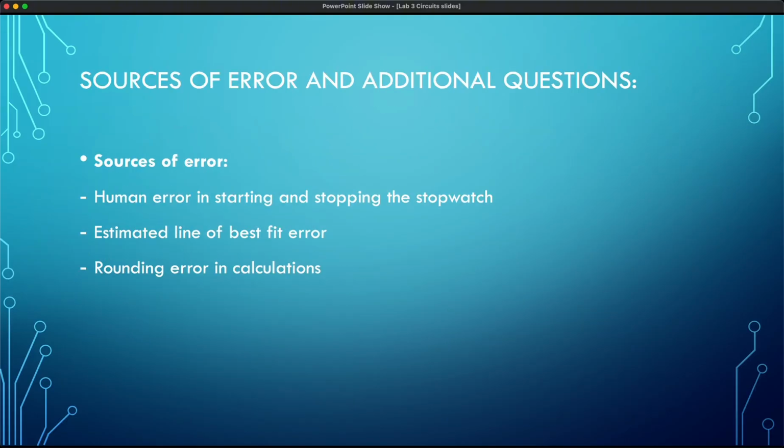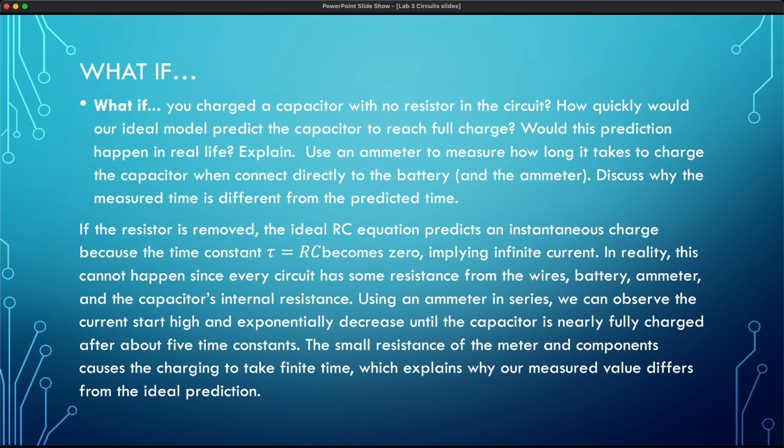The sources of error in this experiment could be the starting and stopping of the stopwatch, the estimated line of best fit, and rounding errors in calculations. Now, what if we charged a capacitor with no resistor in the circuit? How quickly would our ideal model predict the capacitor to reach full charge? Would this prediction happen in real life?